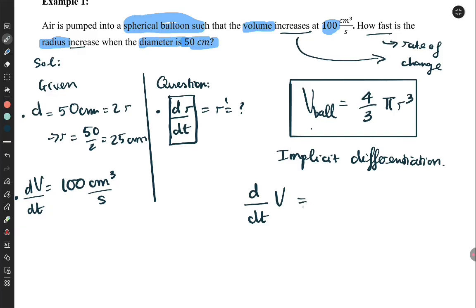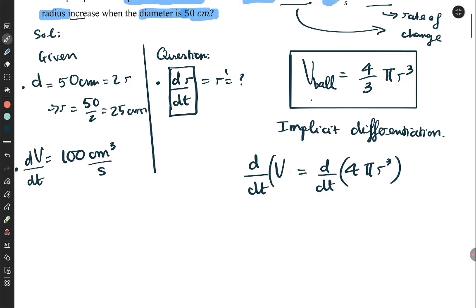I keep the letter V, I keep the important thing. d over dt of 4 over 3 pi r cubed. In other words, I take the derivative of both sides. Don't put a prime, put this. Why do I use this? Because if you put a prime, you don't know which variable you are taking the derivative with respect to. When you write it like this, the Leibniz notation, you know that you are taking the derivative with respect to t. That is very important.